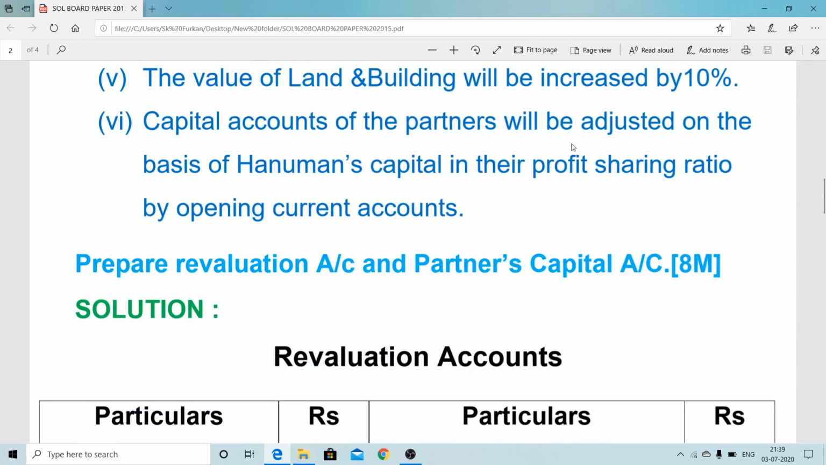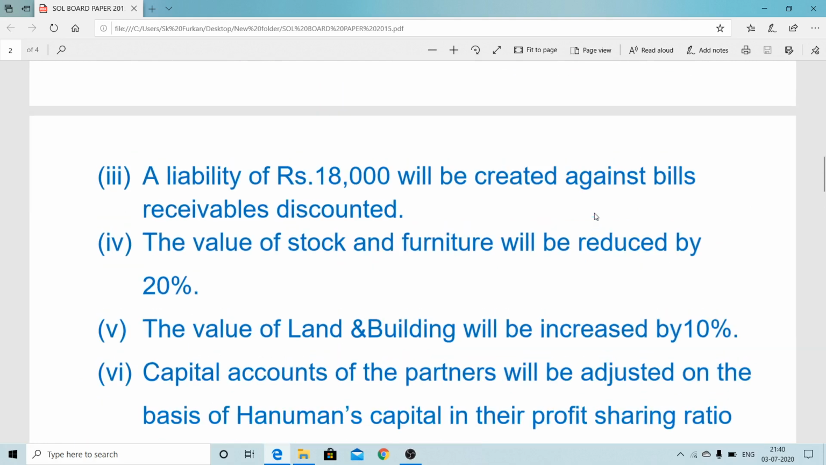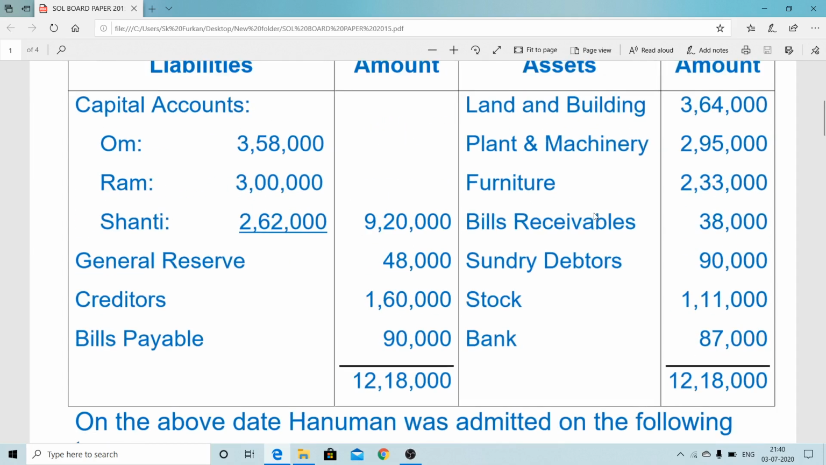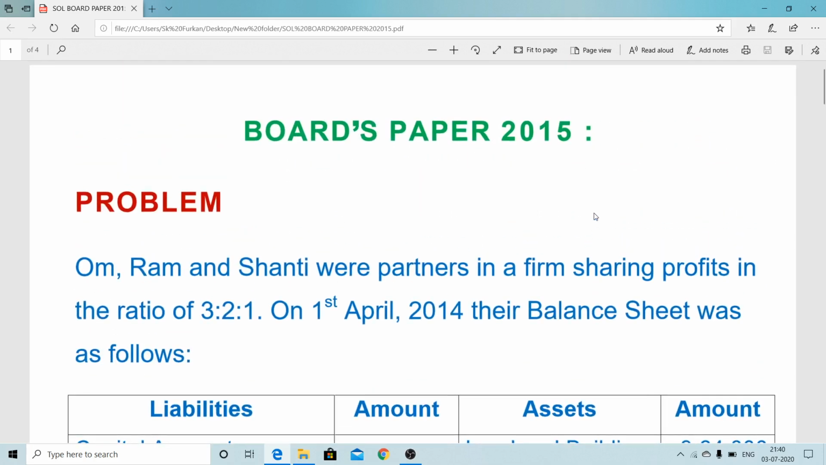capital account of the partner will be adjusted on the basis of incoming partner's basis. So same, like which is coming under the miscellaneous head. There is treatment of capital adjustment of old partner on the basis of new partner's capital contribution. Now here in details, let's consider the problem.